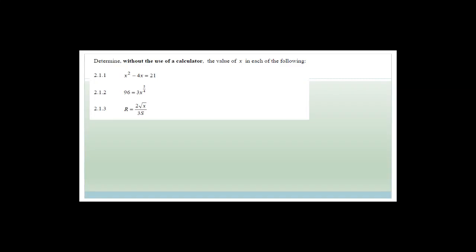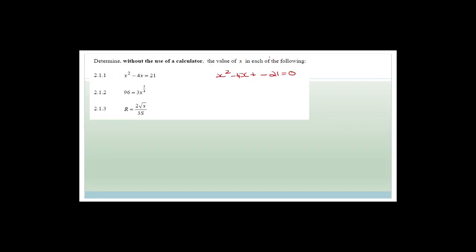Now it says determine without the use of a calculator the value of x in each of the following. Okay, so x squared minus 4x minus 21 equals 0, and that's minus 4x. So we needed to bring the 21 through to the other side in order to get the correct result. Now what we need to do is look at the factors of 21.